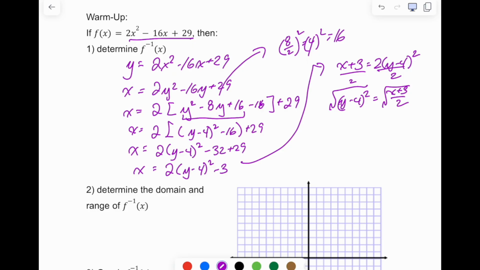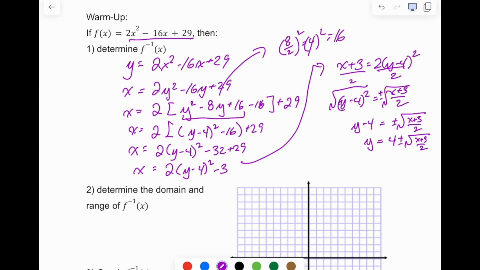And I strongly encourage you that as soon as you do the square root, so that you don't forget, we know that whenever we do a square root, we have a plus and a negative answer. In other words, we have 2 answers. So here we have y minus 4. The square root sort of undoes the square. And we get y minus 4 is equal to plus or minus the square root of x plus 3 all over 2. And now to get y by itself, we need to add 4 to both sides. So our final answer is 4 plus or minus the square root of x plus 3 over 2. So that is the inverse of f of x, which is 2x squared minus 16x plus 29.